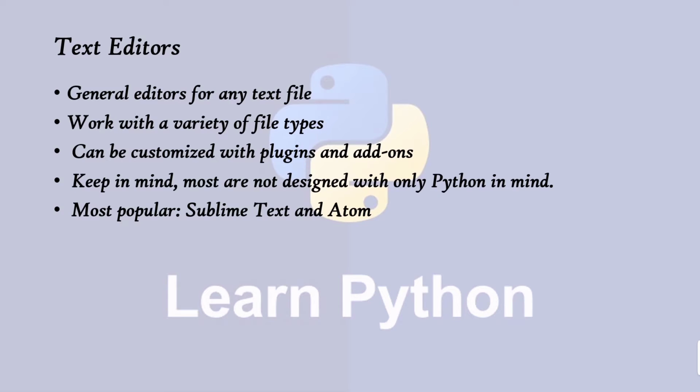Text editors are basically general editors for any text files. They can work with a variety of files which have different extensions like .html, .js, .py, that is Python. It is not designed for one specific language, so keep in mind that it is not meant only for Python. They can support any language. If you want specific features like autocomplete, you have to get plugins or add-ons for it. Most popular text editors are Sublime Text and Atom.